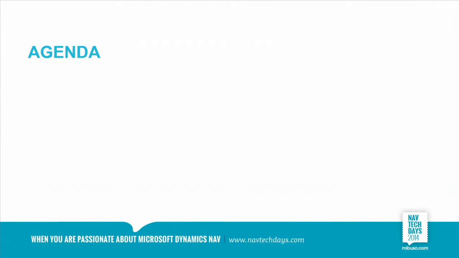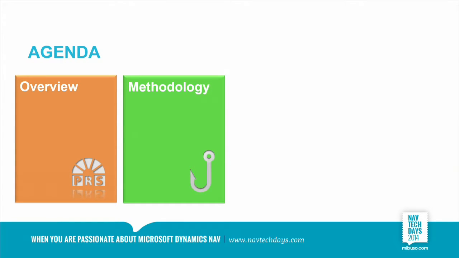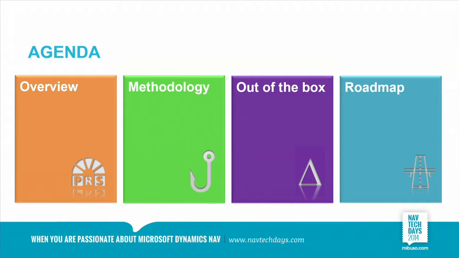So let's go through the agenda today. We have 90 minutes and I just wasted 2 of them. We're going to start with an overview about PRS, and then Gary is going to talk about the methodology. After 4 years, we think we have a complete methodology on how to write repeatable software. Then we're going to do some out-of-the-box thinking. We're going to dive into some NAV 2015 features and how you can use them outside the context, or maybe inside after this. And then afterwards, we're going to talk about the roadmap, what we're planning to do after this.